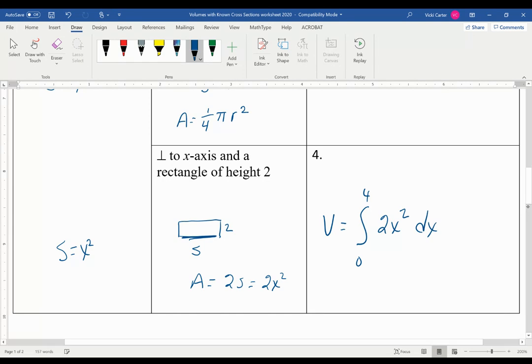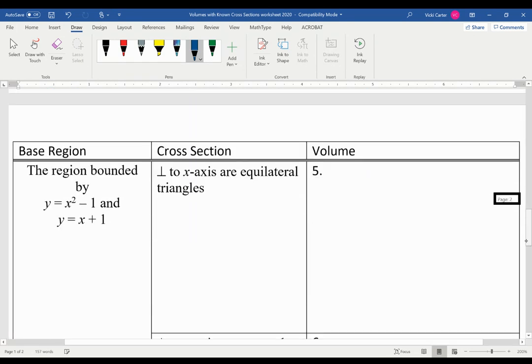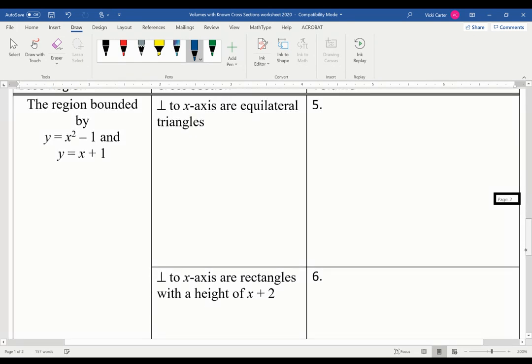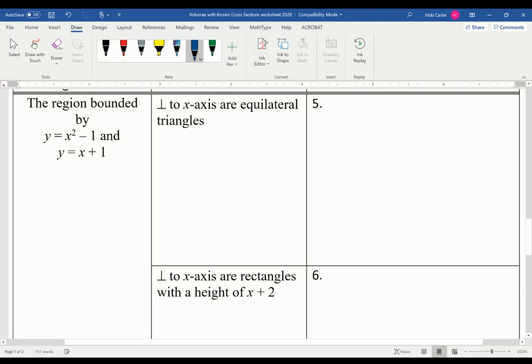Okay, let's look at some different examples with some different regions. Okay, we have 2 examples here with this region. We have the region bounded by the parabola y equals x squared minus 1.